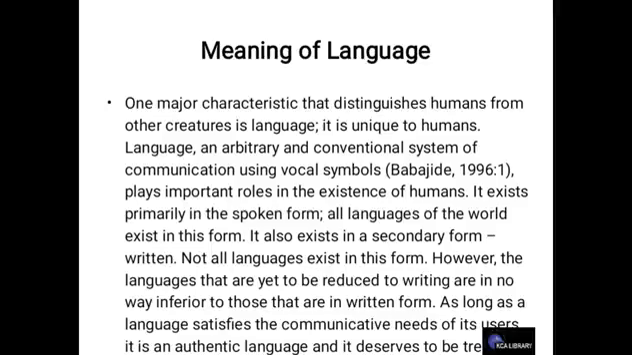It exists primarily in the spoken form. All languages of the world exist in this form. It also exists in a secondary form, written. Not all languages exist in this form. However, the languages that are yet to be reduced to writing are in no way inferior to those in written form, as long as the language satisfies the communicative needs of its users, that is the interlocutors. So it is an authentic language and it deserves to be addressed.